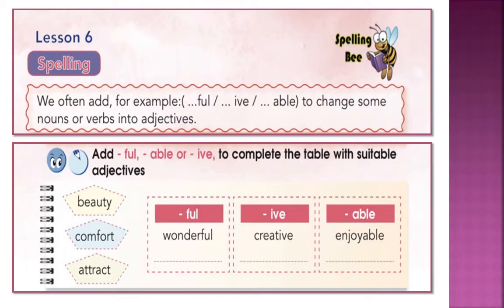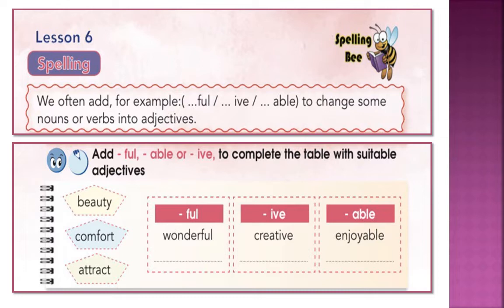Here we often add, for example, spelling. Today in this page we are going to talk about spelling. We often add, for example, the syllable full and the syllable IVE and the syllable ABLE to change some nouns or verbs into adjectives.